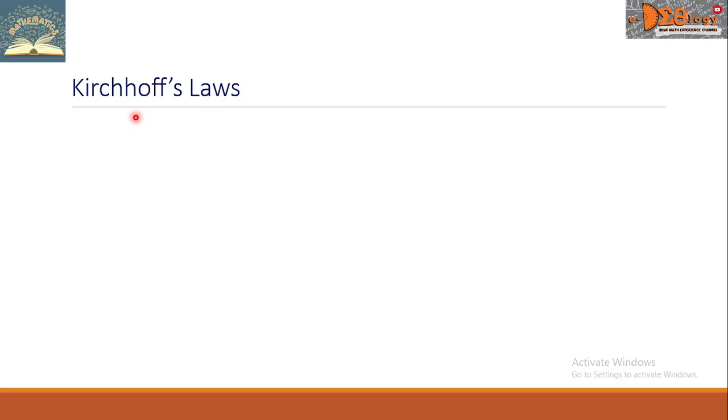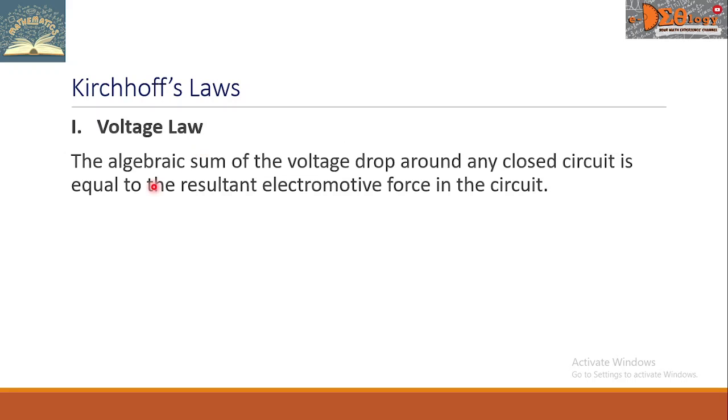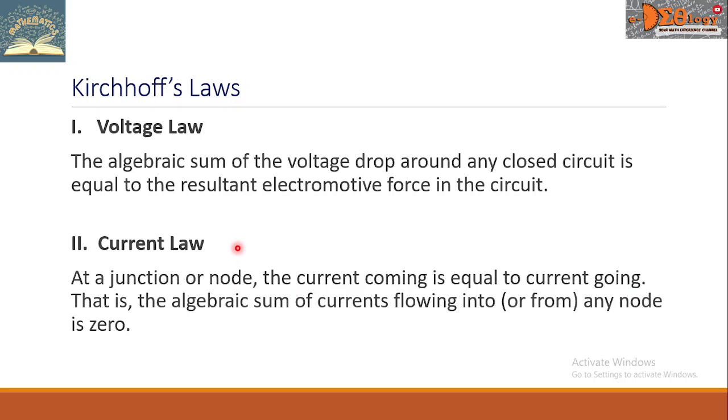Let us study Kirchhoff's laws. The first is voltage law. It says the algebraic sum of the voltage drop around any closed circuit is equal to the resultant electromotive force in the circuit. Next, the current law. At a junction or node, the current coming is equal to current going. That is, the algebraic sum of currents flowing into or from any node is 0.